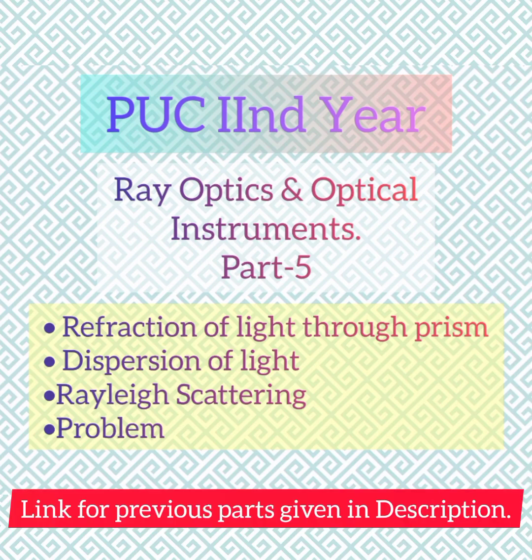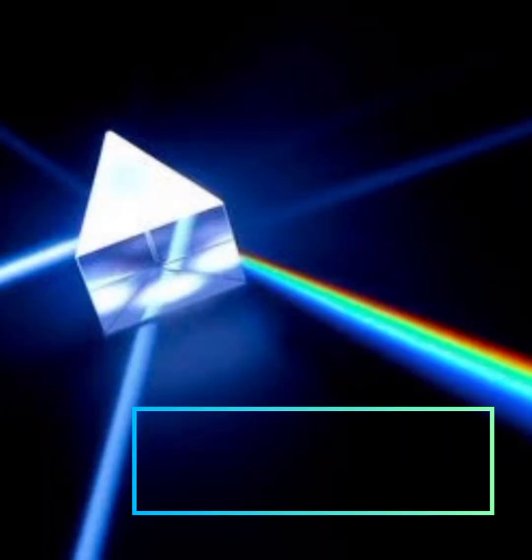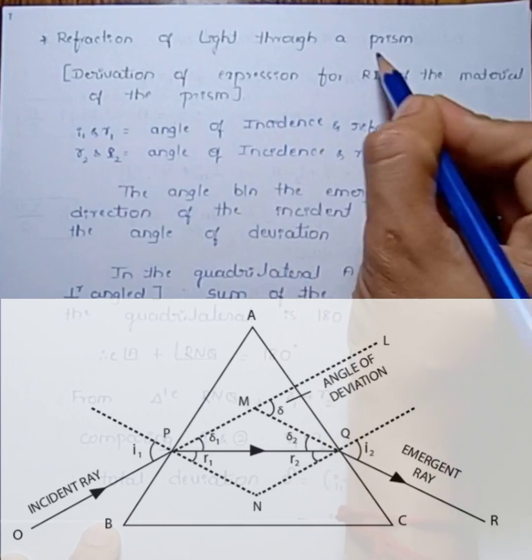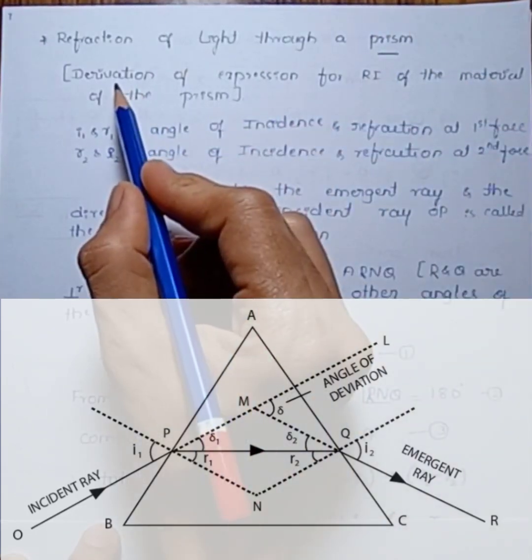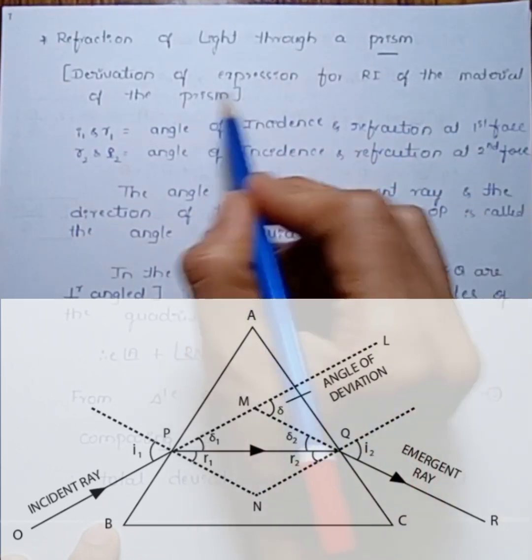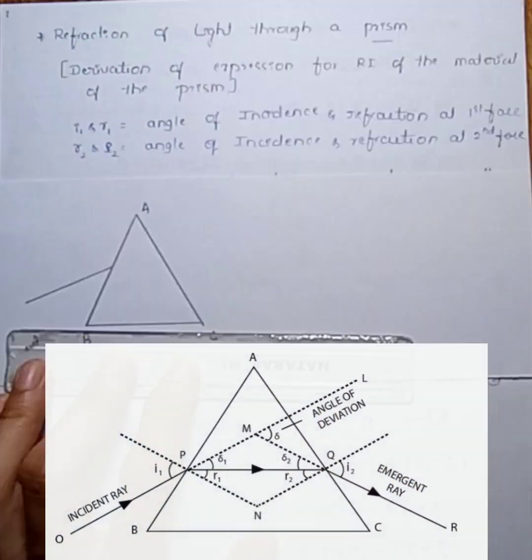First of all, what do you mean by refraction? That is the bending of light when it passes from one medium to another medium. Here we can do the derivation based on the refraction of light through a prism. That one is the derivation of the expression for refractive index of the material of the prism.